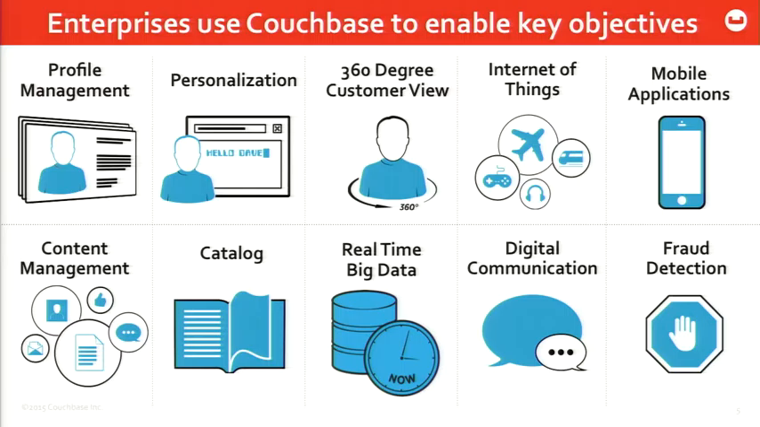So while Hadoop is being used on the big data side a lot, there is also a real-time aspect of big data, which is the speed layer that a lot of people are talking about. And Couchbase is a great fit for the speed layer.